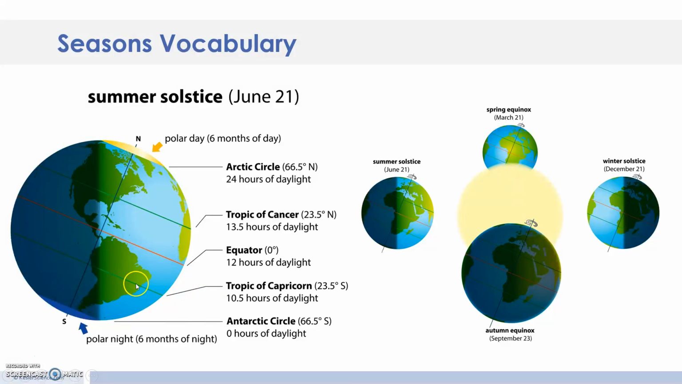And then as we get into the southern hemisphere, it's their winter. So they are getting less daylight. And the South Pole is actually in total darkness for about 6 months.